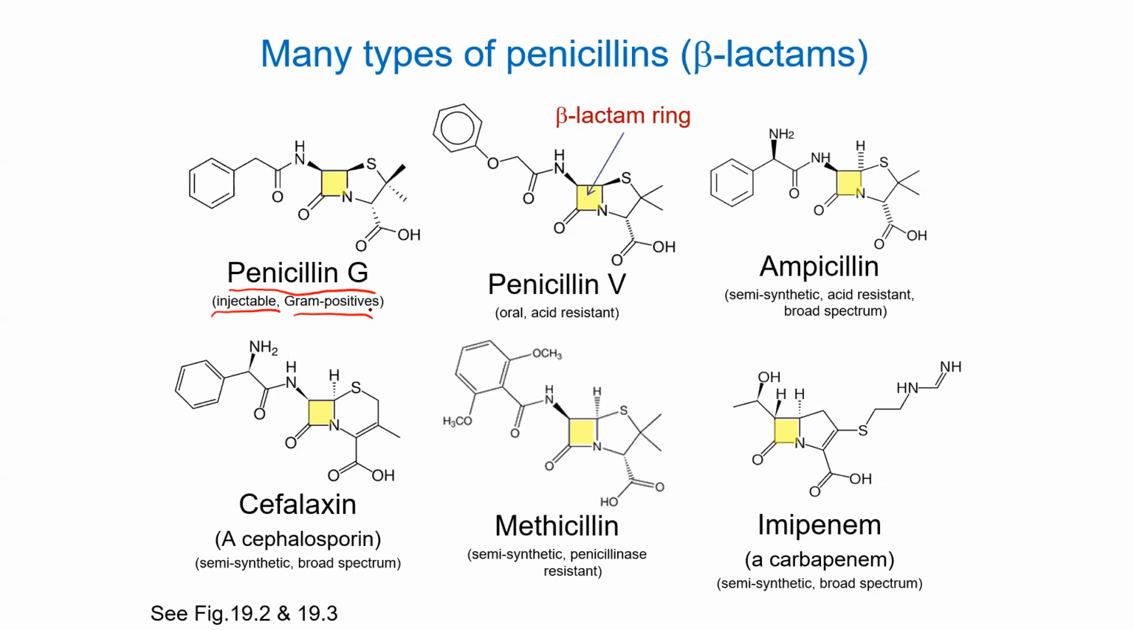So you can see penicillin V here, oral and acid resistant. Acid resistant, of course, is huge because that means we can put it in a pill. People can get a prescription and take it orally, and it's not a big deal. Penicillin V is actually still prescribed pretty commonly today.